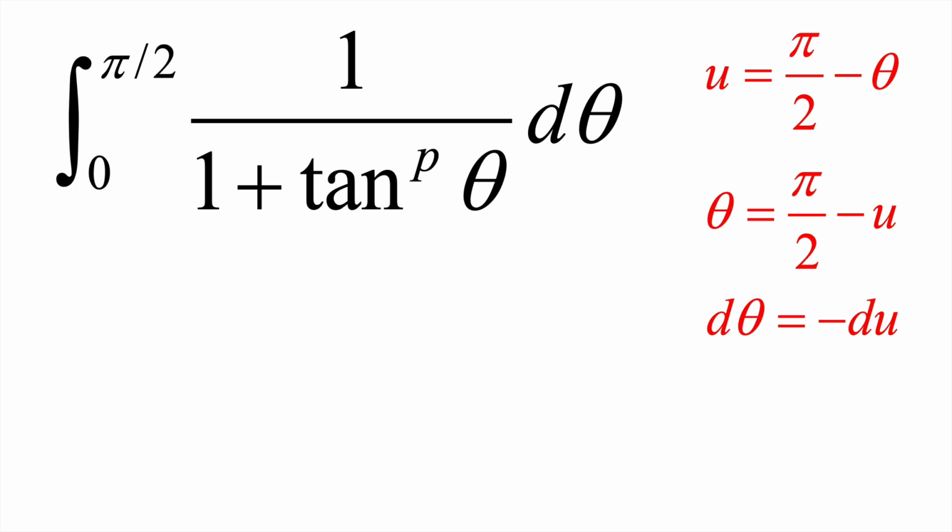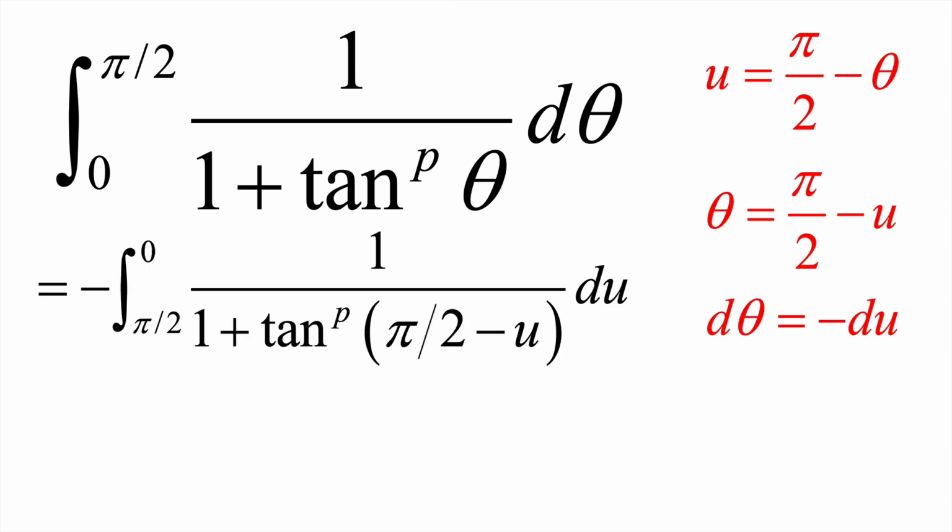Here again is the substitution. U equals pi over 2 minus theta. Theta gets replaced with pi over 2 minus u, and d theta gets replaced with negative du. Here is the resulting integral after that substitution. Notice the negative sign from the fact that d theta is negative du. Also notice the limits of integration have gotten switched around.